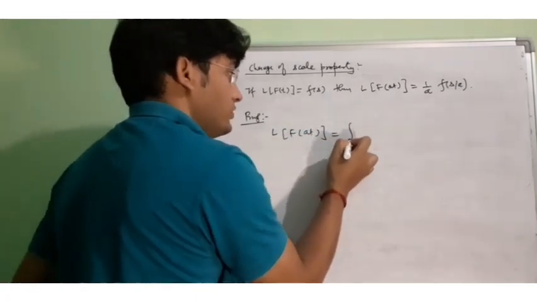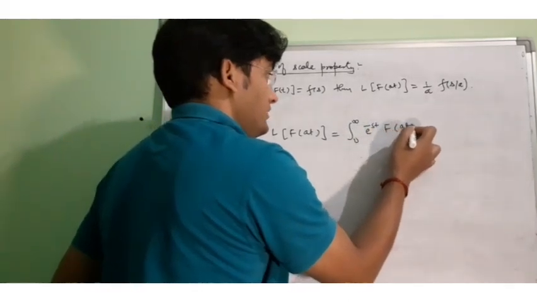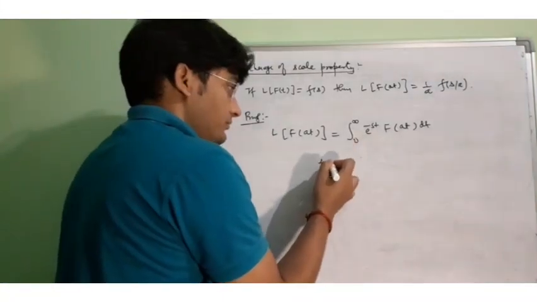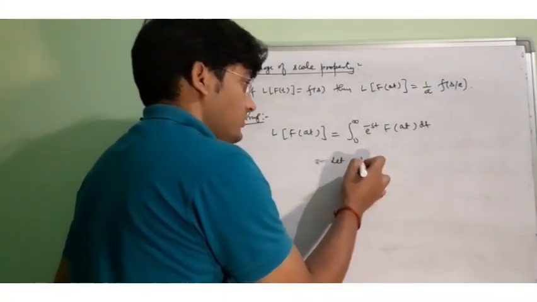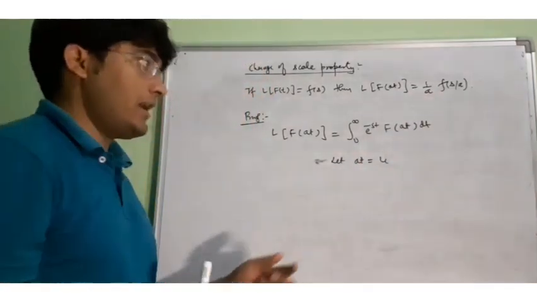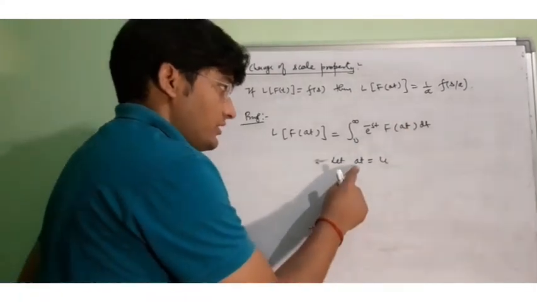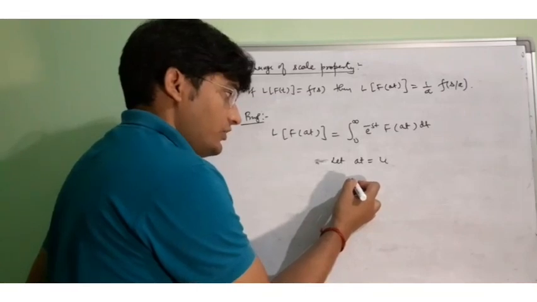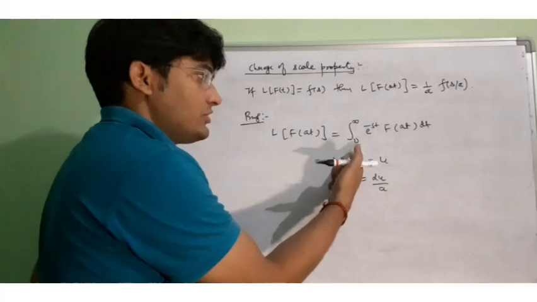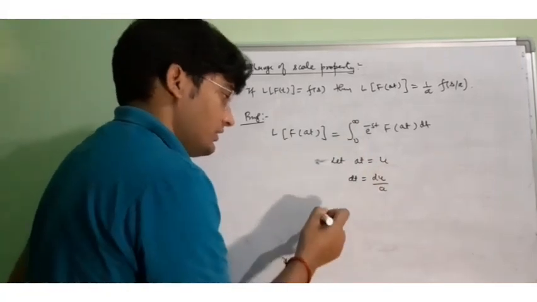So the Laplace of f(at) will be equal to the integral from 0 to infinity of e to the power minus st f(at) dt. So let us assume at equal to u, because we need F(s). For F(s) we will have f(t) at this place. So on differentiating it, we will get dt equal to du upon a, and limits will be from, if t is 0, then u is 0, and if t is infinity, u is infinity.